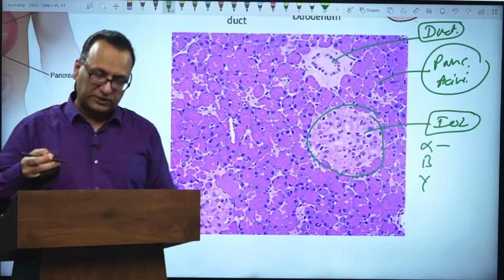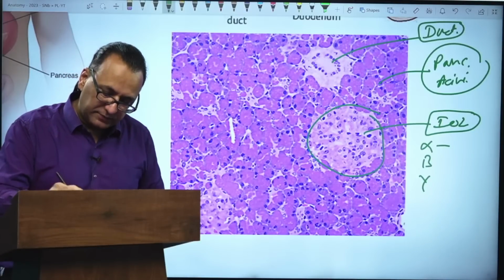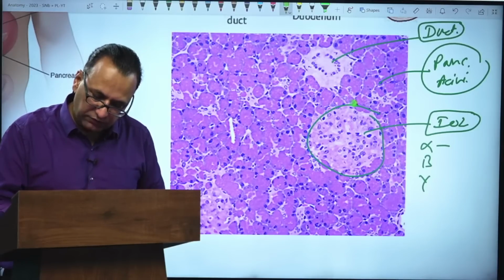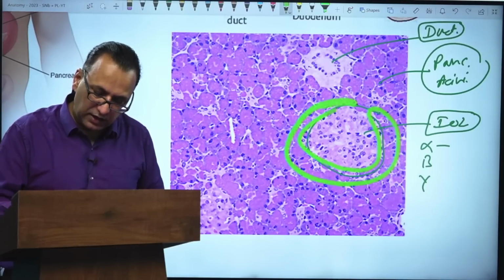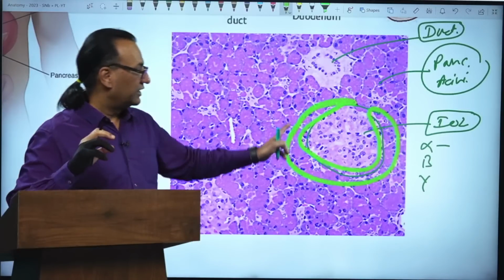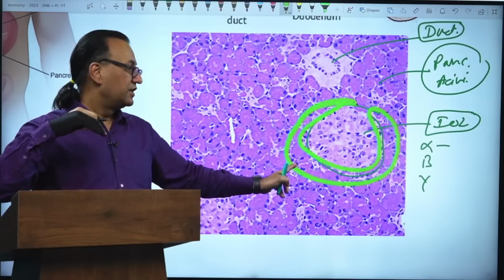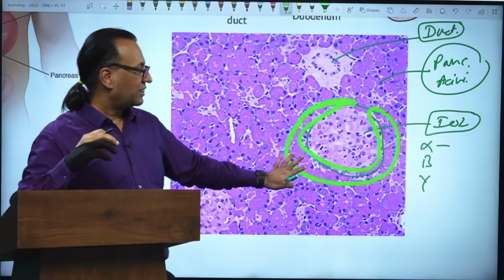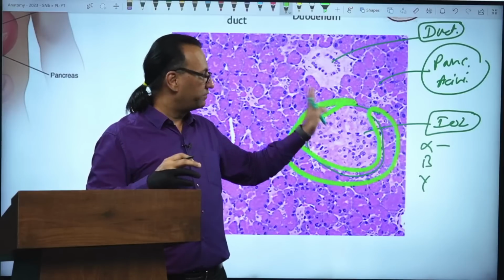As you have noticed, if you confuse it with kidney, it will not have a space which we saw in the kidney. There is no space around this structure which was there in glomerulus kidney. So missing space, that gives you the idea that this is not kidney, this is pancreas.